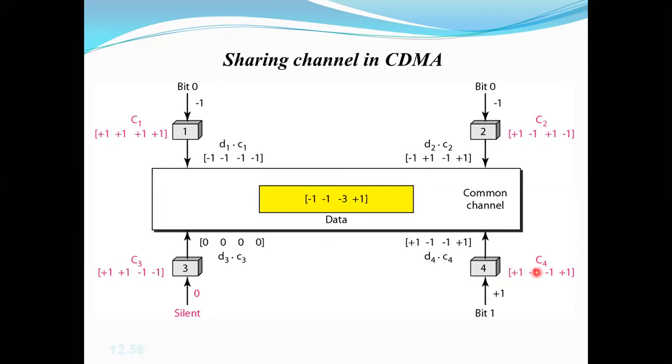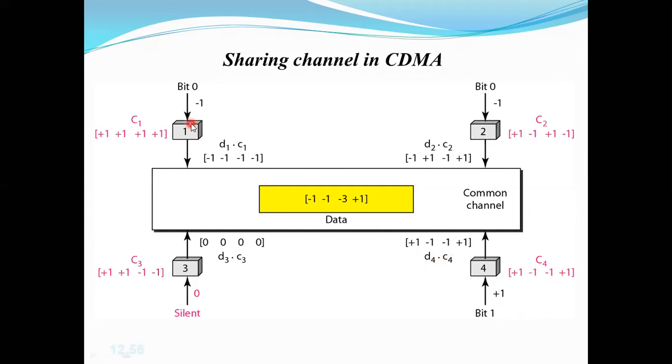Now, plus 1 is multiplied with minus 1. What is the result you are going to get? It is minus 1. Plus 1 is multiplied with plus 1. What is the result? It is plus 1. This is what you get as D4 multiplied by C4, and this is how you can represent it.